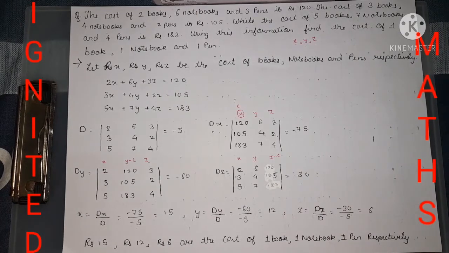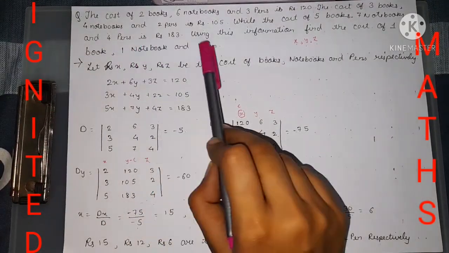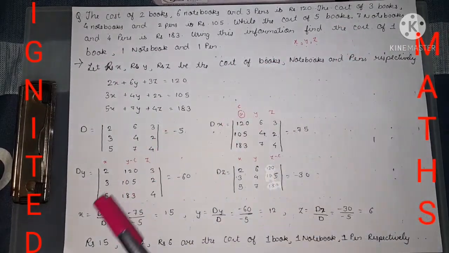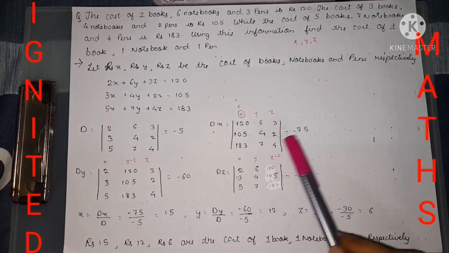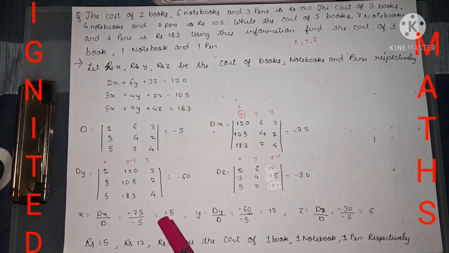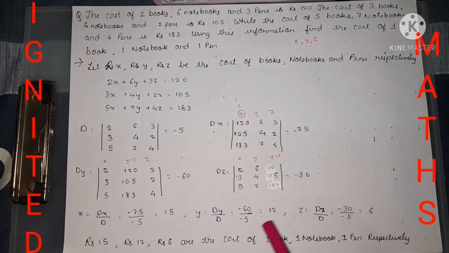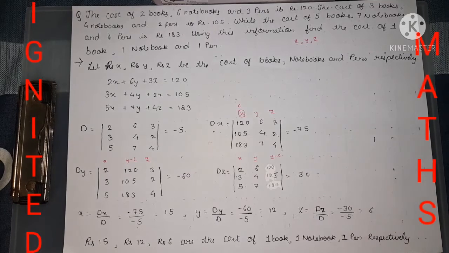And next, the main purpose of what we are doing is to find the cost of one book, one notebook and one pen. So for that we need to find the values of x, y, z. So x is equal to Dx by D. Dx is -75, divided by -5 is 15. y is equal to Dy by D. Dy is -60, divided by -5 is 12. z is equal to Dz upon D. Dz is -30, divided by -5 is 6.